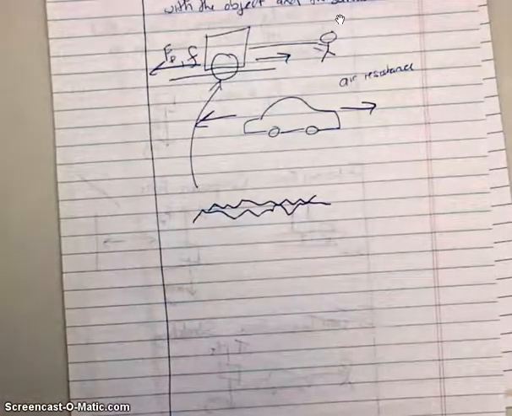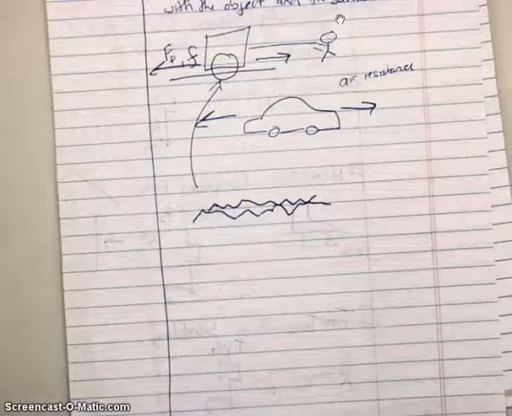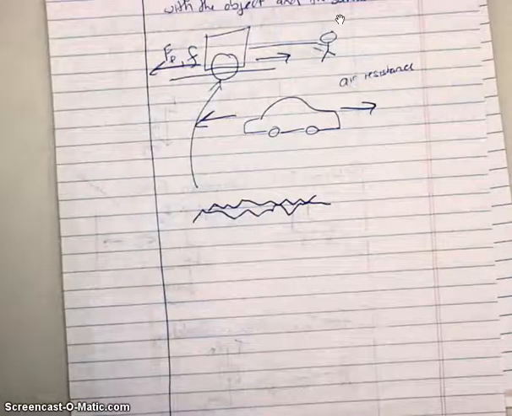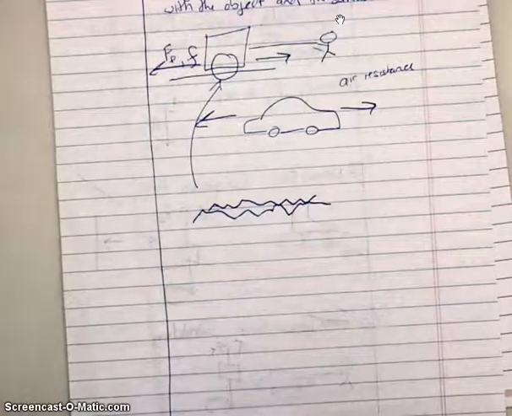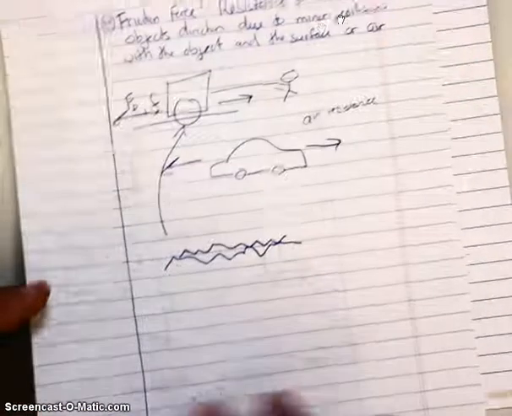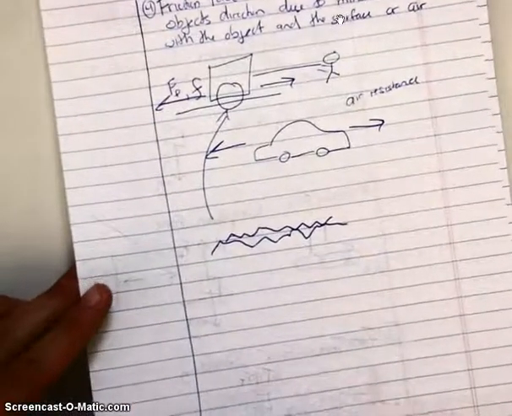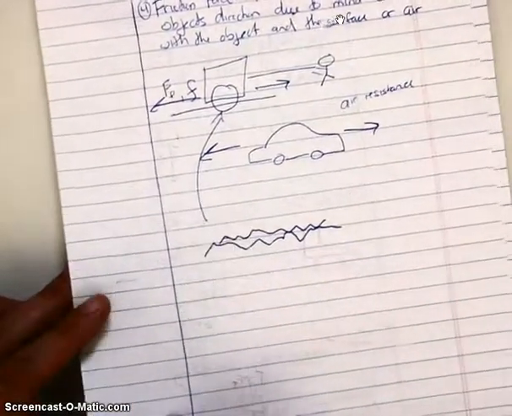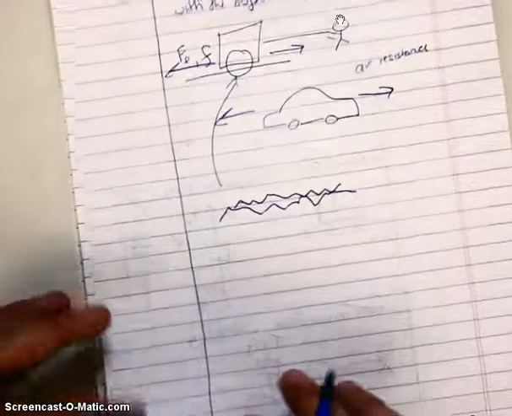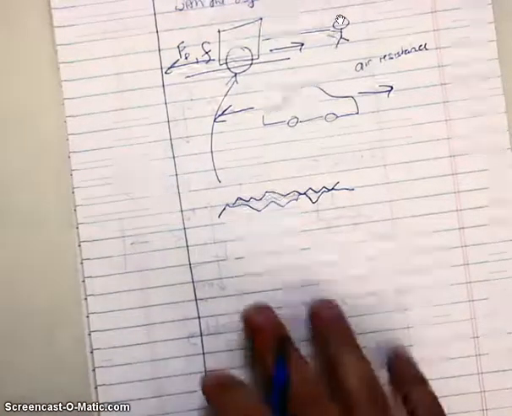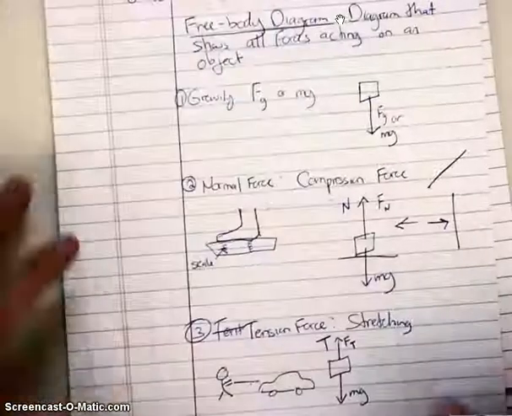Same thing with the air. As you collide into air molecules, they have inertia. Remember that word? They don't want to move, and so when you hit them, they do move. So that is our friction force. Resistance to an object's direction due to minor collisions with the object and the surface or air. So it is resistance in the direction of movement. So those are the four basic forces.